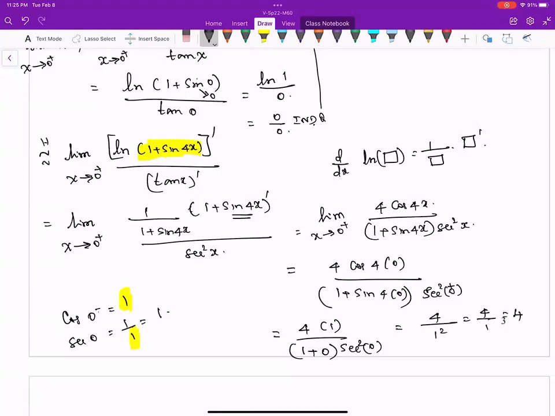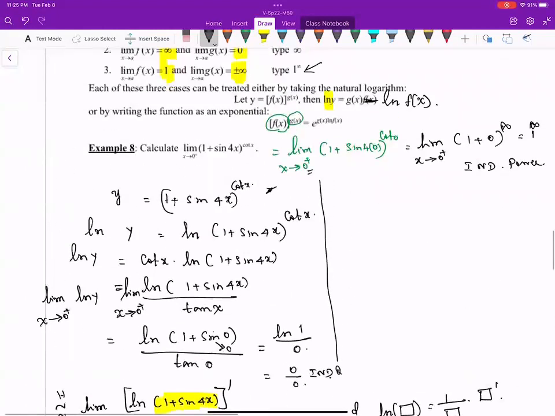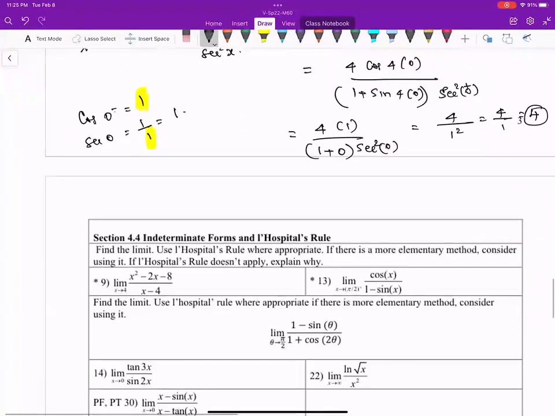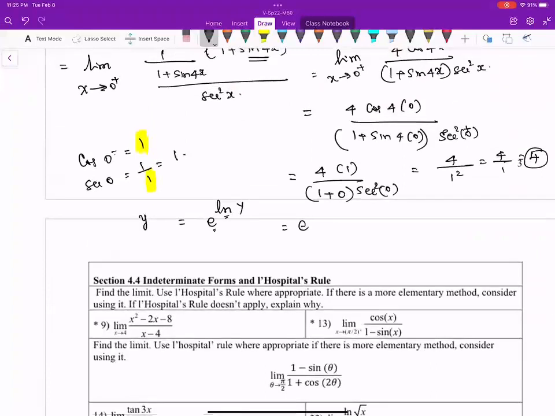But keep in mind, this is not the actual answer here. What we are doing is the limit of ln of y. So we have to get to y. y can be written as e to the ln of y. That's another way of writing y, isn't it? Because e and ln are inverses of each other. So we do this because we know the limit only for ln of y.